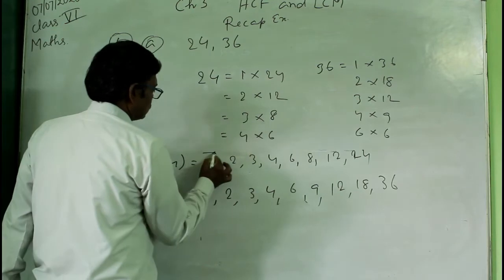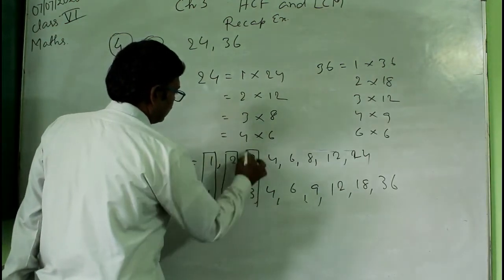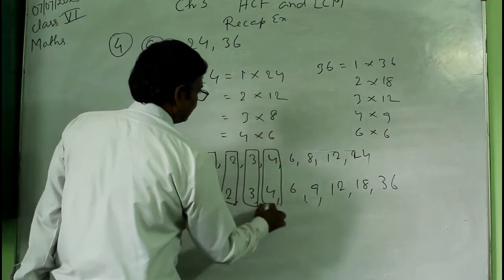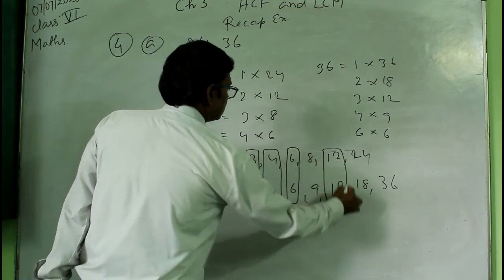So you see that 1 is common here. Okay, 1, then 2 is also common, and 3 is also common, and 4 is also common here. You have 6 also common here, and 12 is also common in this case.